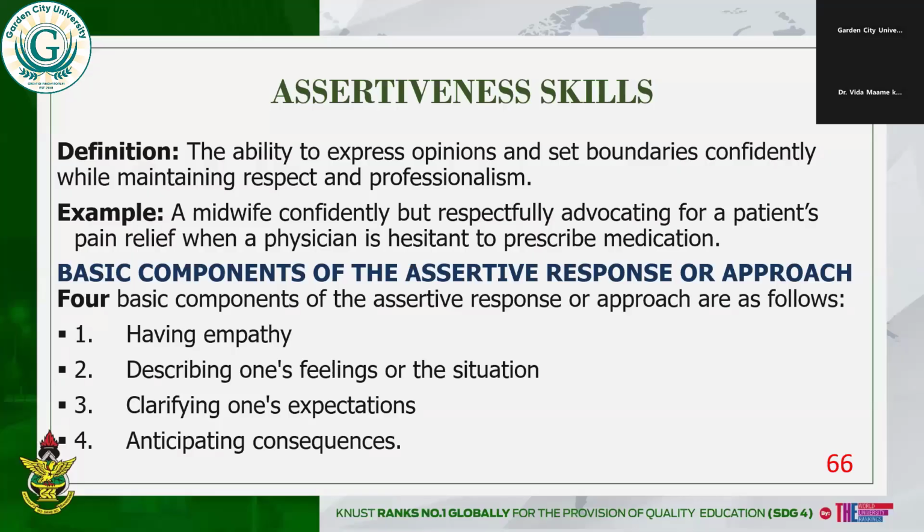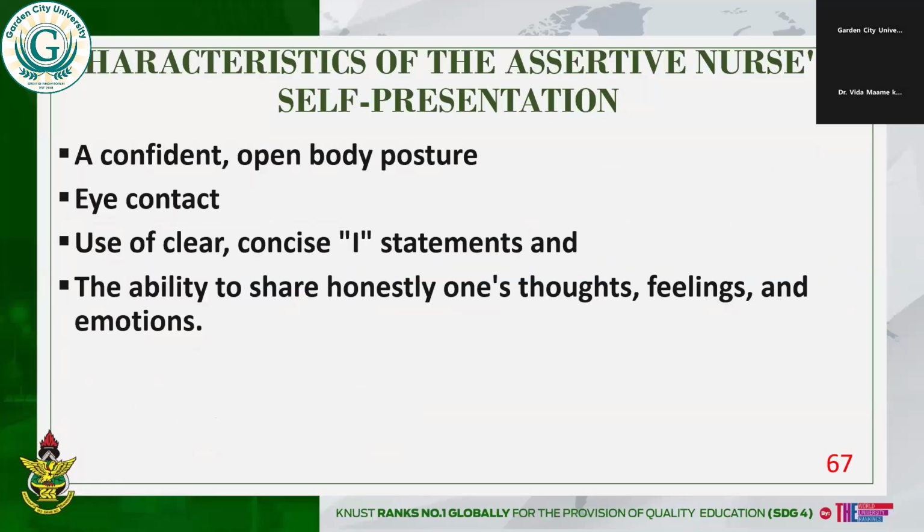And so these are the basic components: having empathy, describing one's feelings or the situation, clarifying one's expectations, and anticipating consequences. The characteristics of assertive self-presentation: the nurse is confident and uses open body posture. He or she also uses eye contact and clear, concise language. An assertive person uses not "you" statements, but "I" statements: the ability to share honestly one's thoughts, feelings, and emotions.